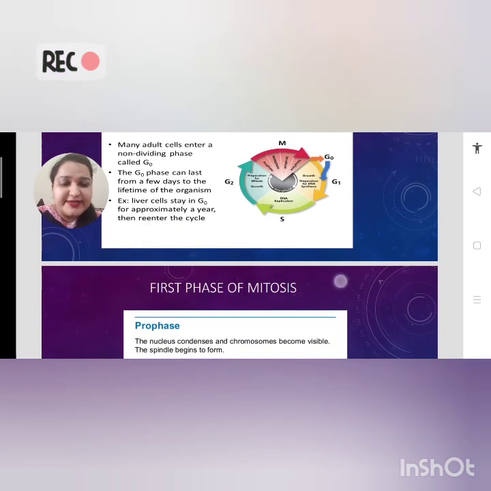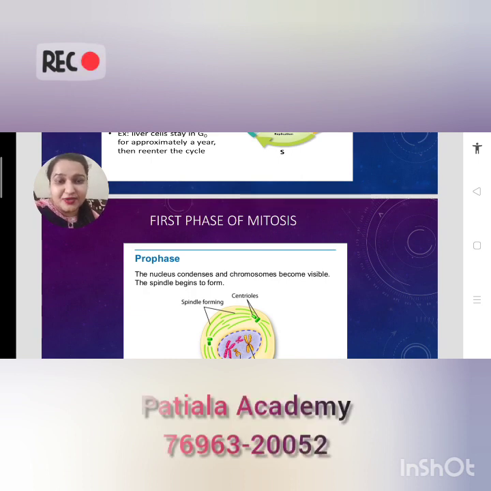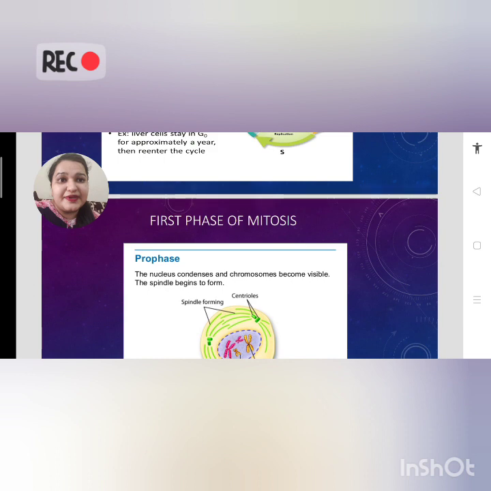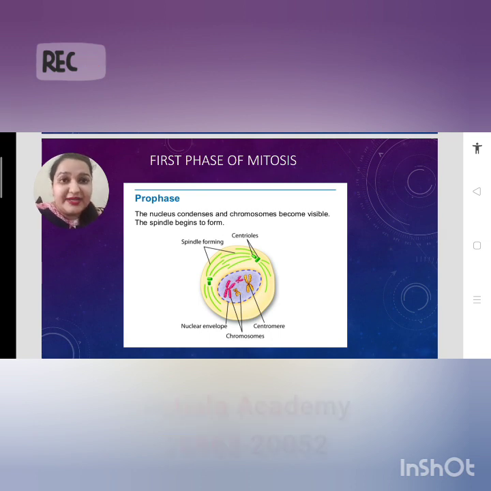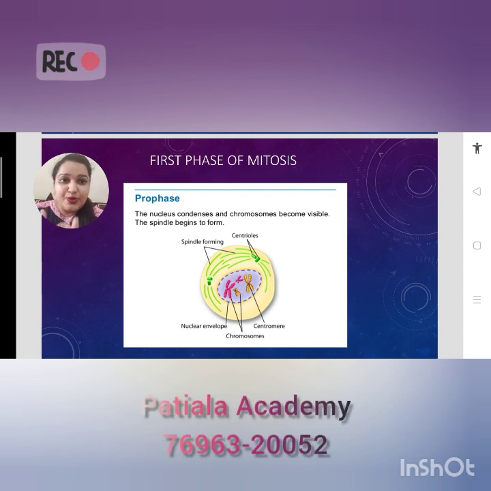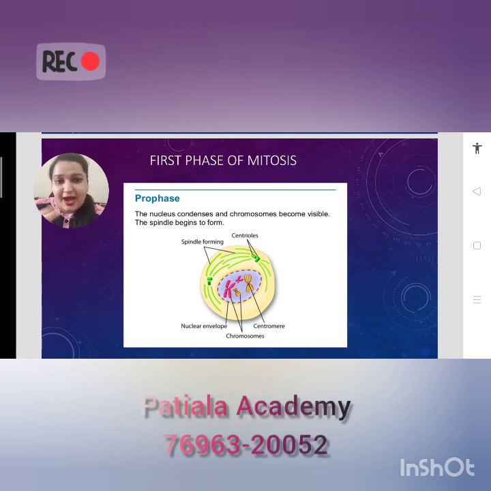So we come to the next point, the major phases of cell division. This was the interphase, the resting phase. Now we come to the main cell division phase, which further involves four phases. The first phase is prophase. What happens during this phase? The nucleus is present in the center of the cell, and at this phase the nuclear membrane starts degenerating. As shown in the diagram, the centrosome is formed with the help of two green centrioles, which help in spindle fiber formation. The nuclear membrane starts degenerating and the chromatin material differentiates into chromosomes.